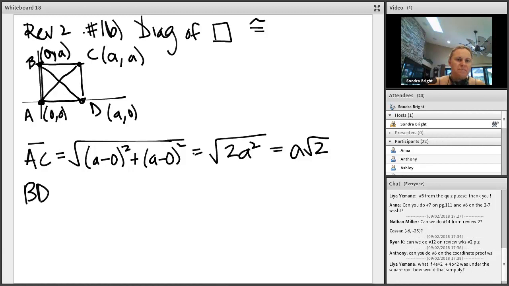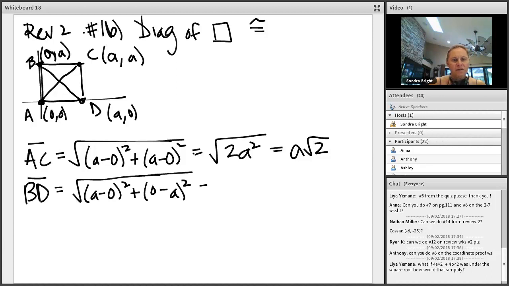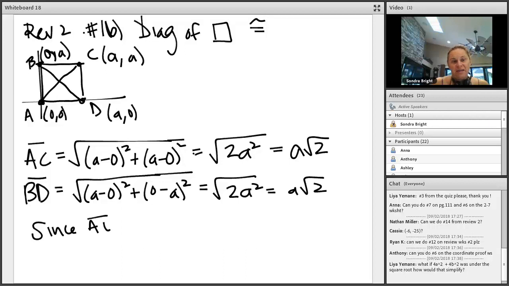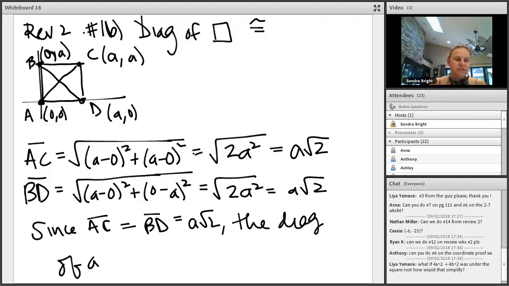And then BD would be the square root of A minus 0 quantity squared plus 0 minus A quantity squared, which still ends up with A squared plus A squared, which is 2A squared, which is A rad 2. And so these guys are equal. And so since AC is congruent to BD, which is A rad 2, the diagonals of a square are congruent.